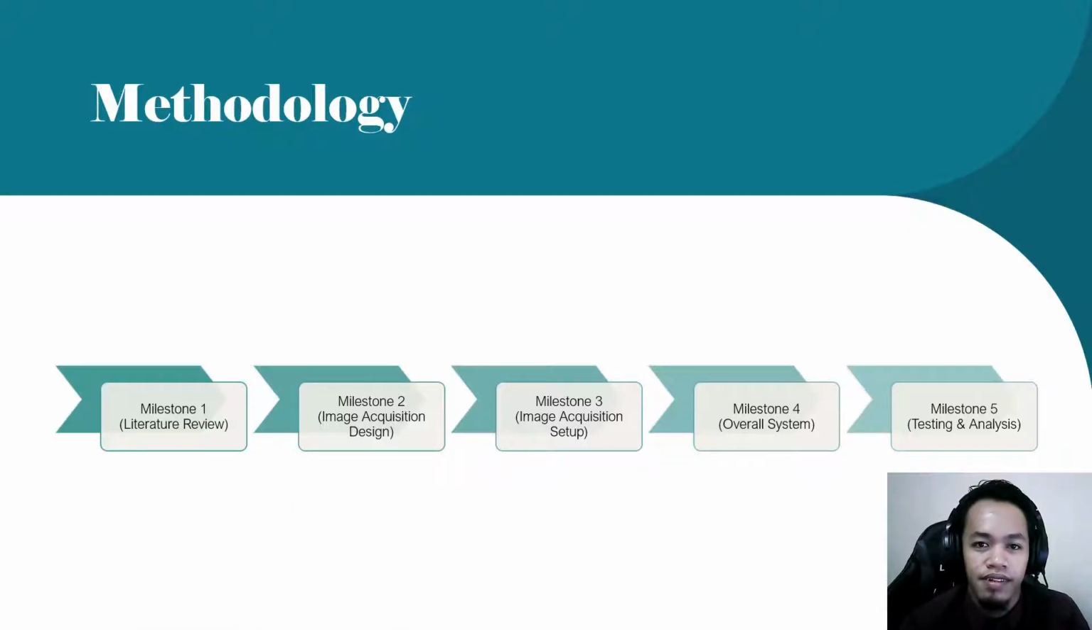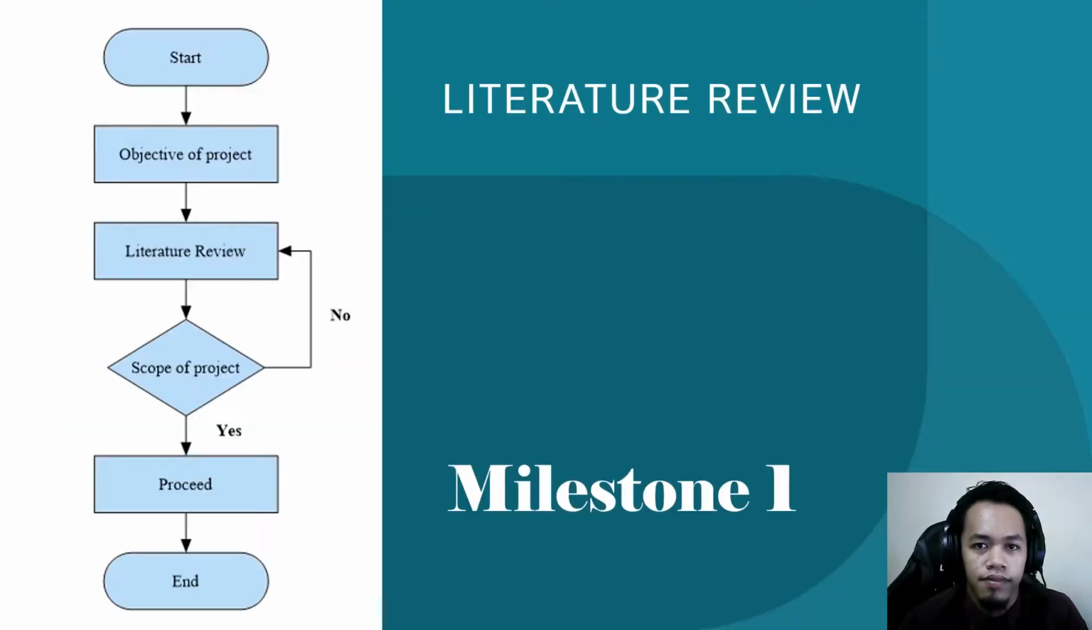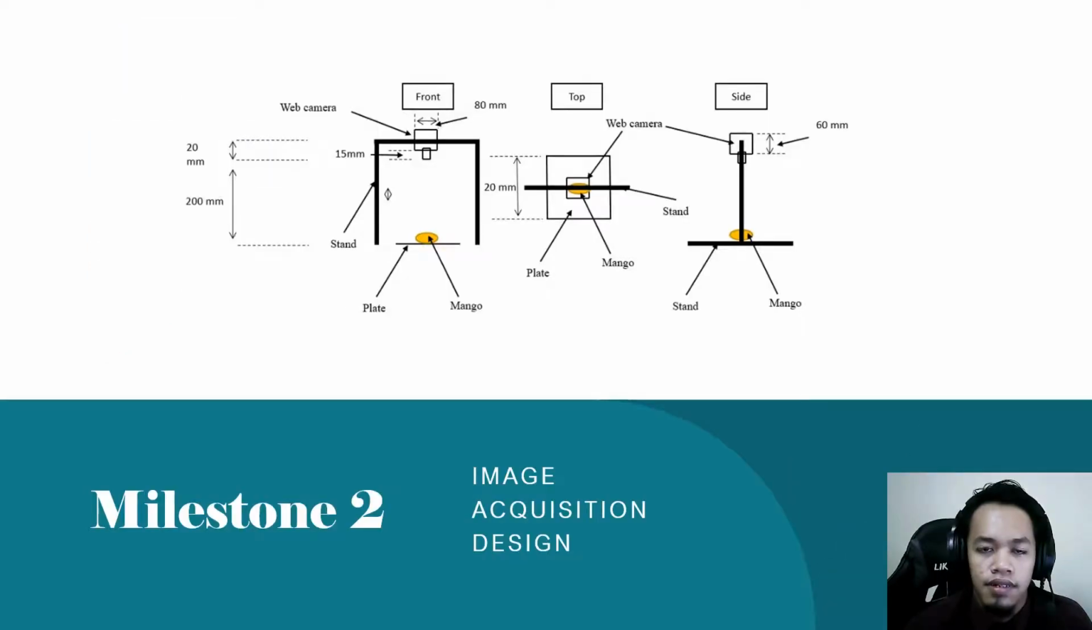Next, this is the methodology flow that was used. It is divided into 5 stages of milestones. At the first milestone, the project objective and scope are defined. Then a literature review is collected, on subjects within the scope. Next is the second milestone, image acquisition design.